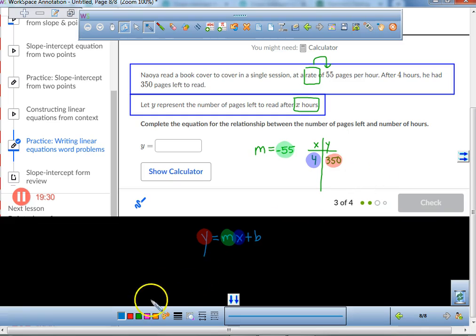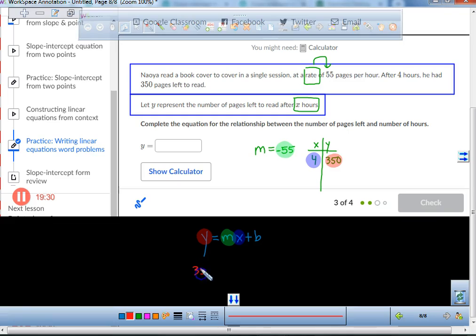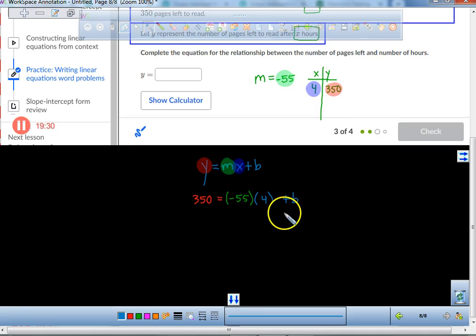So my Y value is 350. My slope is negative 55. And my X value that I'm plugging in is the number 4. And then I'm going to put over here, I'm just going to put plus B. So right now, in your calculators, I would like you guys to multiply negative 55 times 4 and get me an answer, okay? Negative 55 times 4. What'd you guys get? Negative 220.